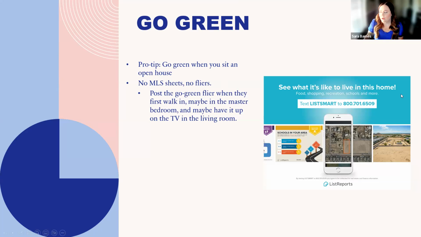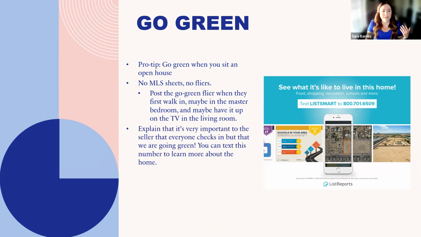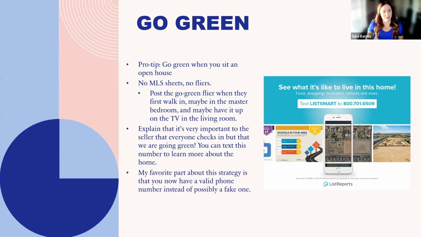And this is the flyer I'm talking about. There's also a couple other options. Explain that it's still very important to the seller that everyone checks in, but that we're going green at this open house. You can text this number to learn more about the home. My favorite part about this strategy is that you now have a valid phone number instead of possibly a fake one. If they are handwriting their information, who knows if you got the right email? Who knows if you have the right phone number?